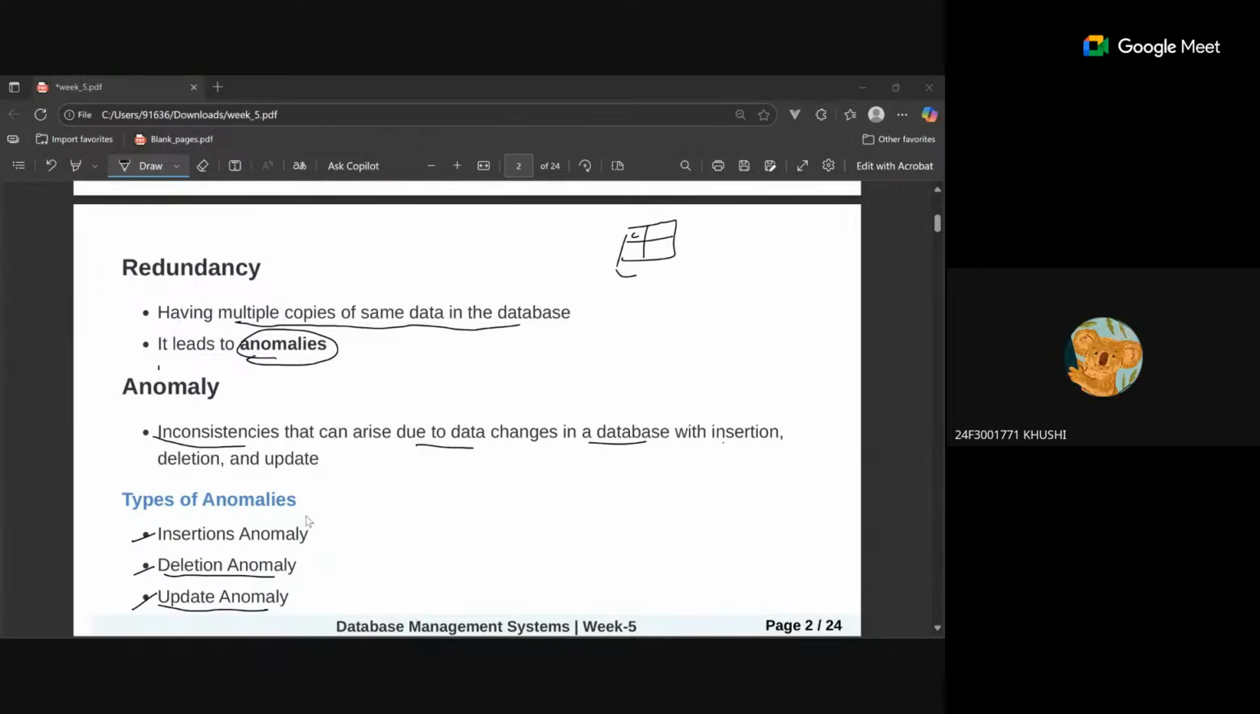Sir, can you explain update anomaly again? Okay, I'll take a short example.